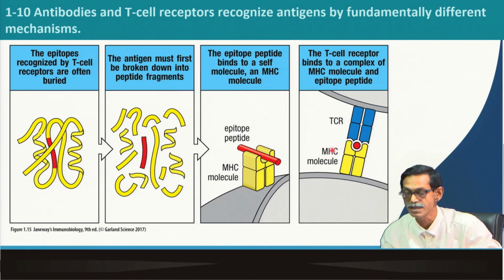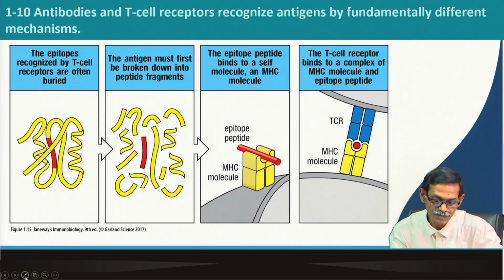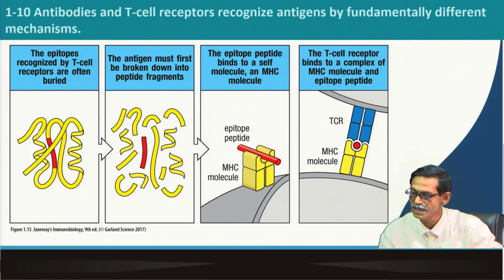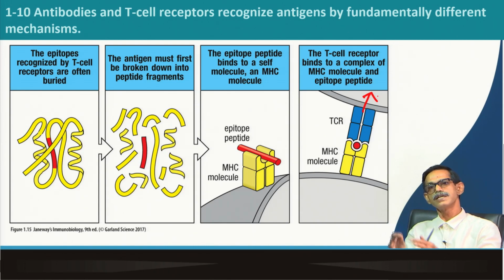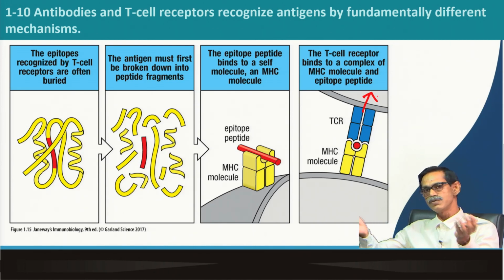So, here is the difference. After this interaction happens, the signal will go inside the T cell, and then the T cell will multiply, proliferate and do its function, the effector function, what it is supposed to do.